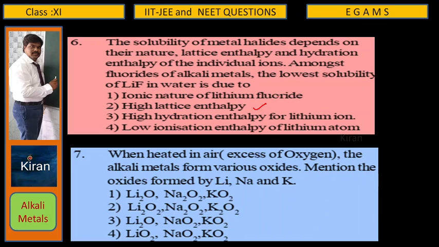Seventh question. When heated in air, in excess of oxygen, the alkali metals form various oxides. Mention the oxides formed by lithium, sodium and potassium. When heated in air, we are supplying more oxygen. Which is the right option? Yes, I told you all, the first one forms only monoxide, that is lithium monoxide. The second one can form peroxide, and the third one, superoxide, will be formed. The right option is the first one.